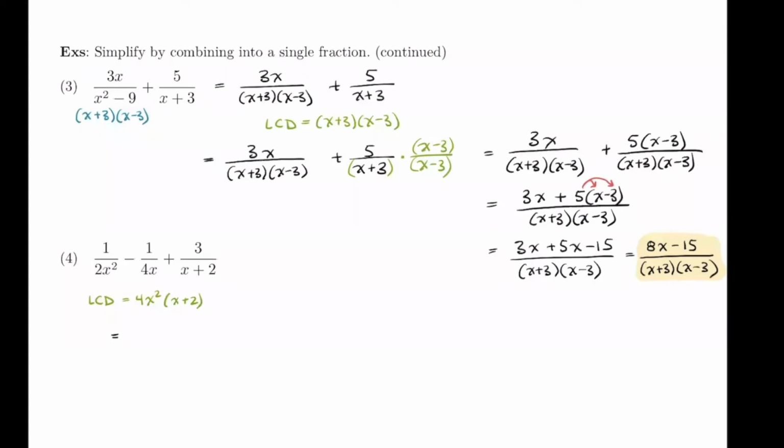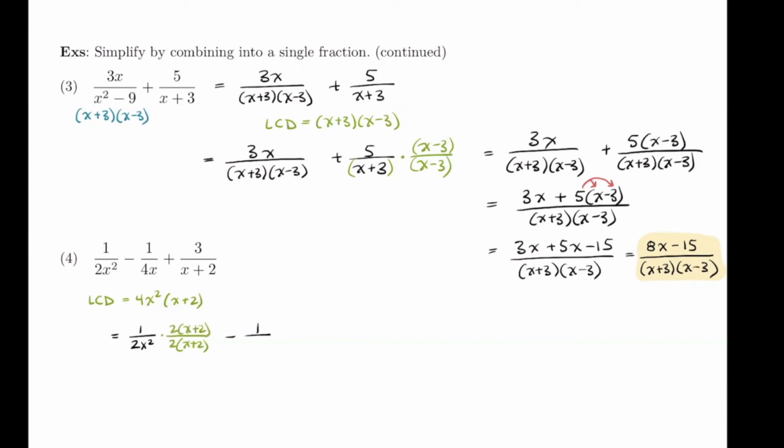So the 1 over 2x squared, we have to think about what we will multiply 2x squared by in order to make it look like 4x squared times x plus 2. Well, we certainly need to multiply by a 2 in order to get the 4. The x squared is already present in our original denominator, but we will need an x plus 2. Again, if we do that in the bottom, we also have to do that up top.